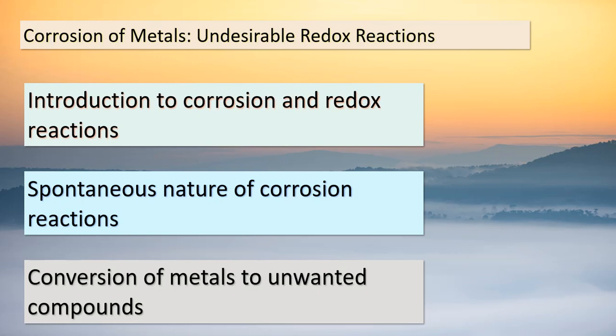Corrosion involves spontaneous redox reactions that occur when a metal interacts with substances in its surroundings, leading to the formation of unwanted compounds. This process can be quite destructive if left unchecked. We're going to uncover the factors that influence corrosion and learn how to prevent it effectively. Now, let's move on to our next topic to explore the factors and consequences of these reactions.